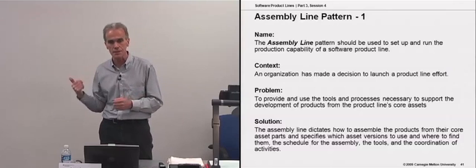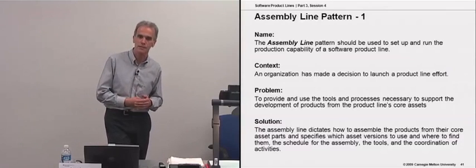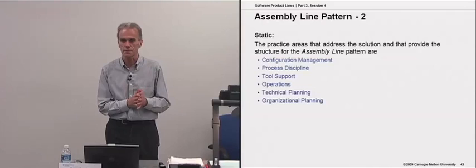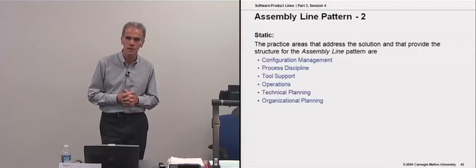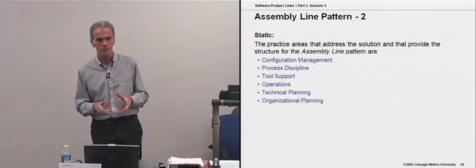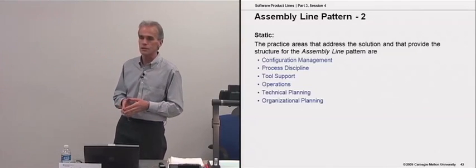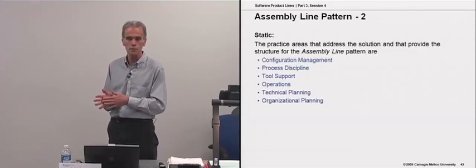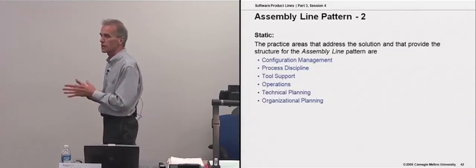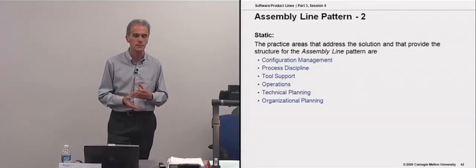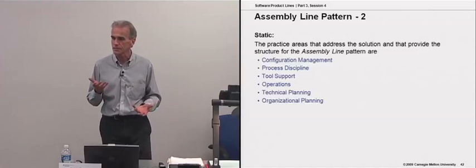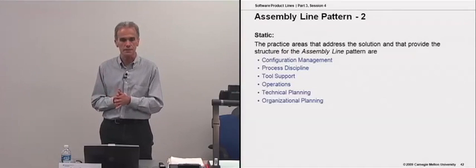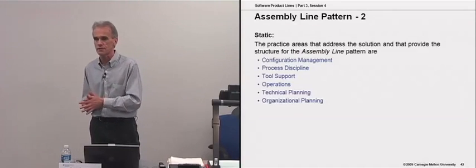So this is the tool support and the process discipline and the technical planning and so on that enables you to create assets and to create products from assets. So a fairly straightforward list here: configuration management tools, process discipline for the attached processes that go along with the assets, tool support for the creation of the assets, concept of operations for the roles and responsibilities involved in building assets and building products from assets, and planning at the technical level and planning at the organizational level.